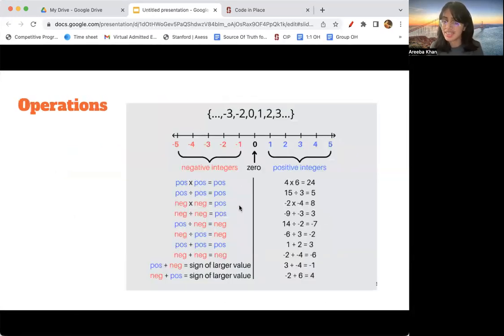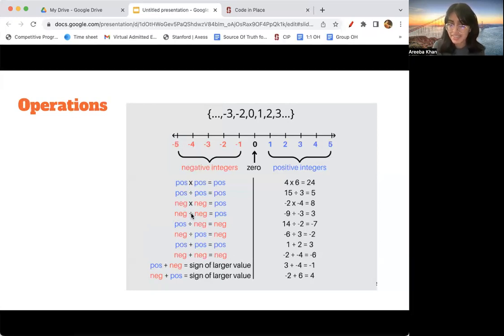Just some operations we want to note. If we have positive multiplied by positive, we're going to get a positive. If we have a positive divided by a positive, we're going to get a positive. This we're already familiar with. However, if you're multiplying negative by a negative, you should expect a positive. And this is because when you apply the multiplication operator to negative numbers, those negatives cancel out to give us a positive value.